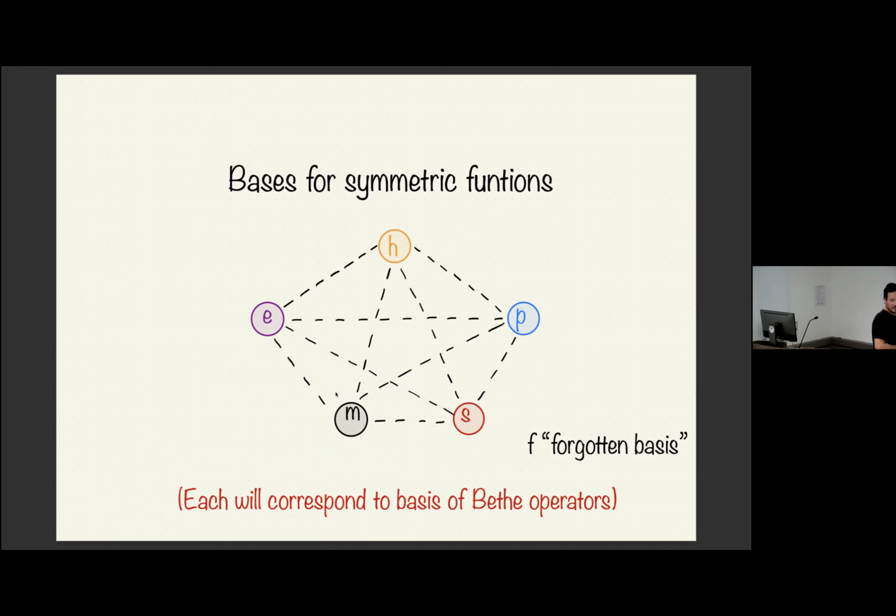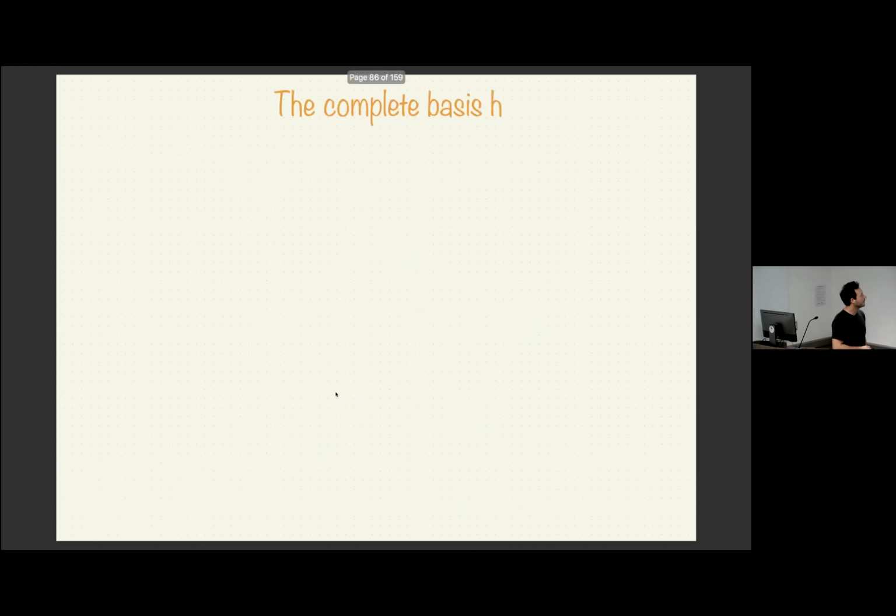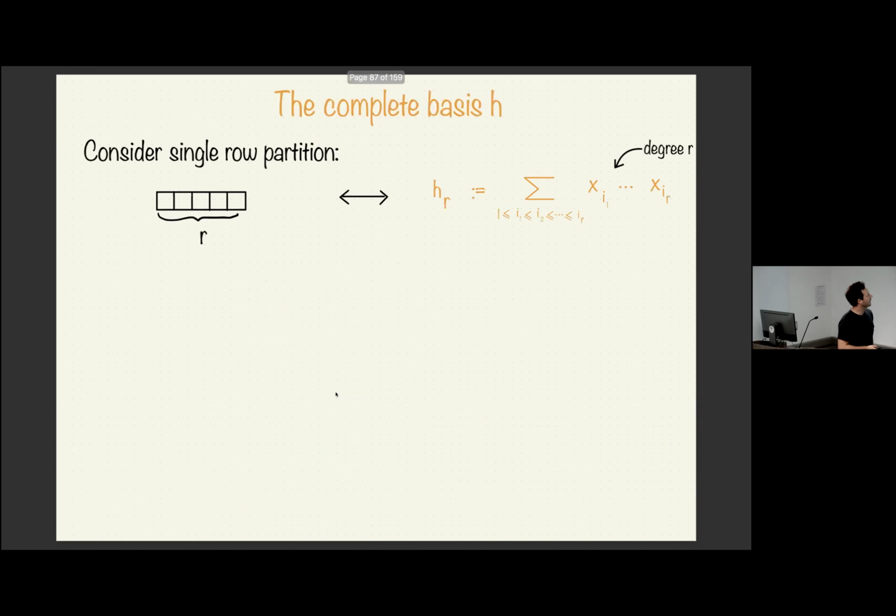The connection to spin chains is that each of these bases of symmetric functions will correspond to different bases for the Bethe operators. The J's that we saw before correspond to this basis of H, and the P's will correspond to the T's. What we're doing when taking the exponential is going from one basis of symmetric functions to another. This will become clear. Let me describe what this complete basis is. I'm just going to need three bases: the complete, the power sum, and the Schur basis. I'm going to forget the other three.